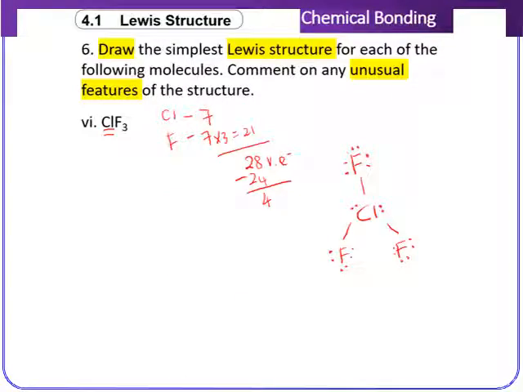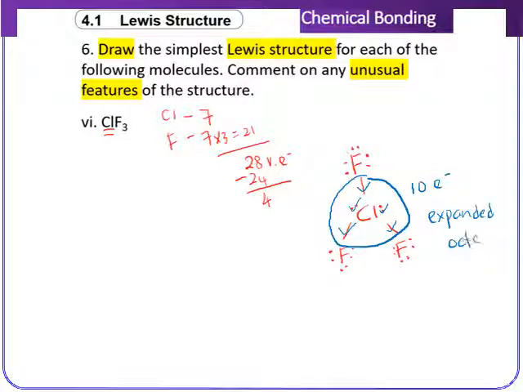Last question before we end this video. The central atom is chlorine, 2, 4, 6, 8, 10, surrounded by 10 electrons, and the type of exception is expanded octet.